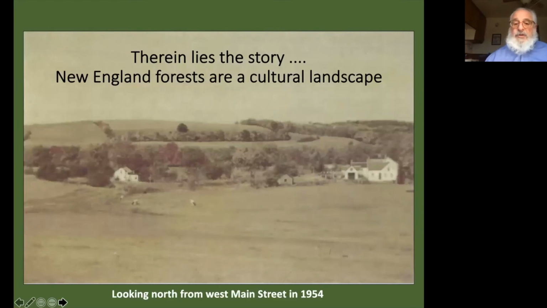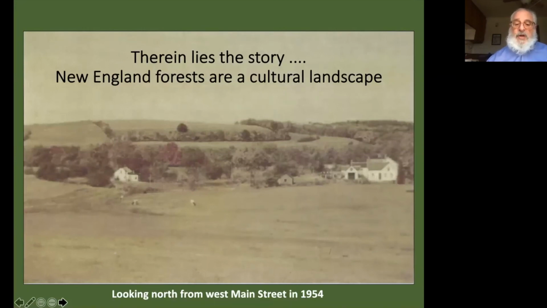There's a lot of literature that talks about New England forests and what had the greatest impact: the climate, the indigenous peoples, the later Europeans. But certainly most everybody agrees that it's a cultural landscape, meaning that human activity played a big role in what the New England landscape and the New England forest looked like.